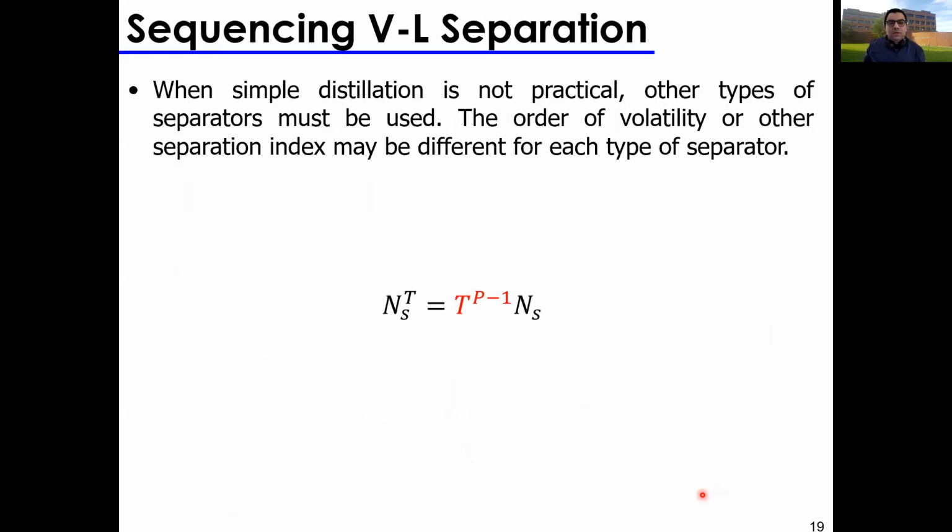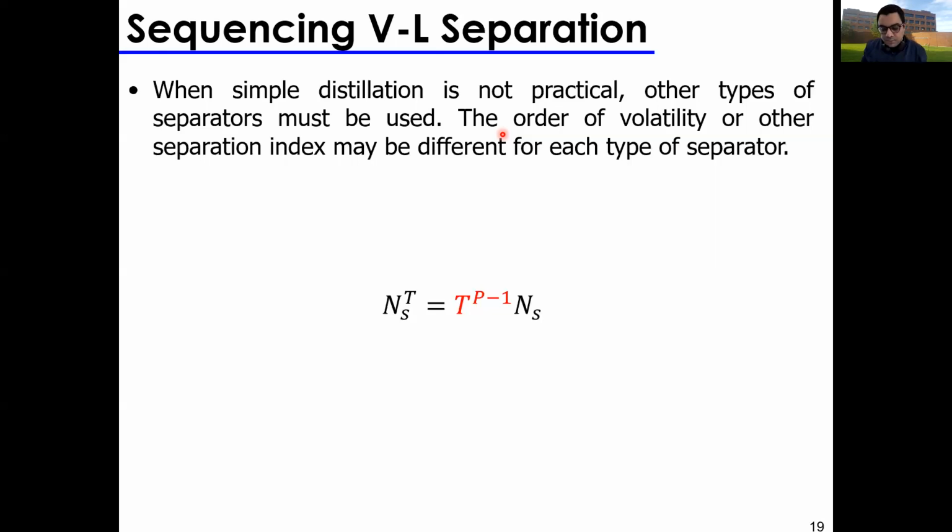Okay, so when simple distillation is not practical and I need to use other types of separators, the order of volatility or other separation index might be different for each type of separator. So you just need to remember that the relative volatility separation factor, which we talked about earlier, is only valid for ordinary distillation. If you're using another technology, you need to be aware of the other parameters which are valid for that technology. We're only going to cover ordinary distillation, but I think in mass transfer, you're going to talk about absorption and stripping and liquid-liquid extraction as well.